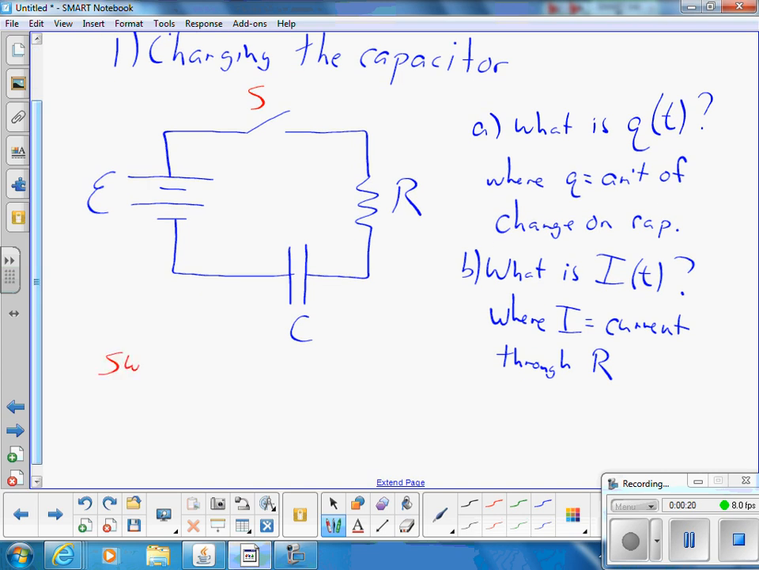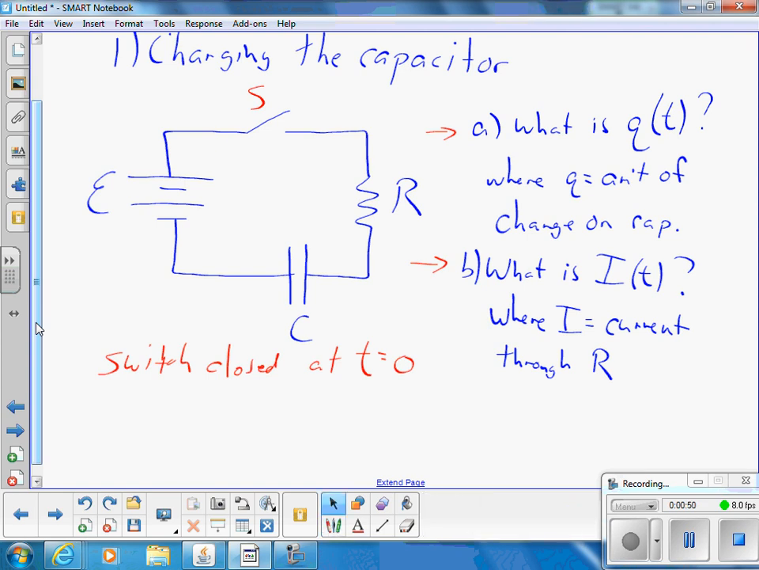So the switch is closed at t equals 0, so that's when we start running current through the resistor and charging the capacitor, both at the same time. And we're going to find two things. One is, what is the charge on the capacitor as a function of time? That's the first question here. What is Q as a function of t? And then once we do that, we will find I as a function of t. What is the current through the capacitor as a function of time? We'll find one and then the other one.